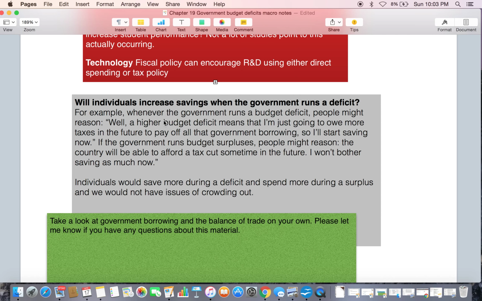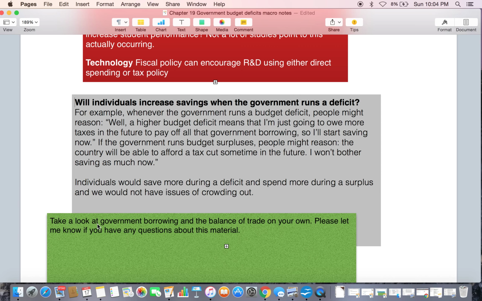for example. On the flip side, I might rationalize that if the government runs a budget surplus, there'll be a tax cut in the future. And so I won't need to save as much now because I'll be able to save more in the future. So there's some thought as to, well, if there's a budget deficit and I'm going to owe more taxes in the future, I'll save more. And so when there's that budget deficit, am I saving more? And when there's a budget surplus where we don't need to be saving as much, are we saving less? So individuals would save more during a deficit and spend more during a surplus.